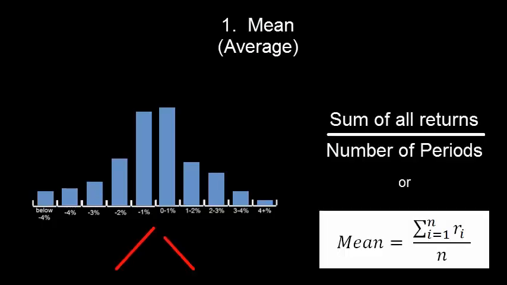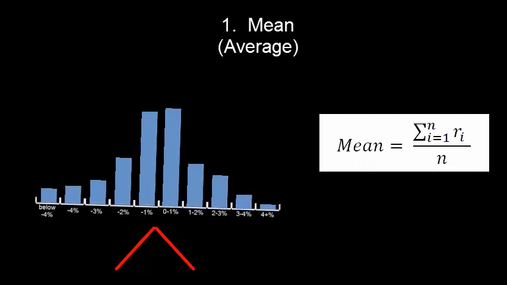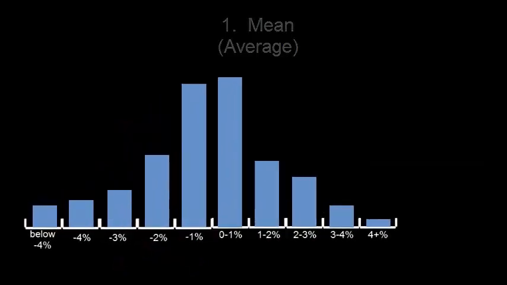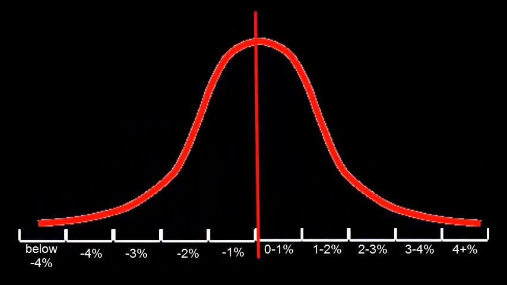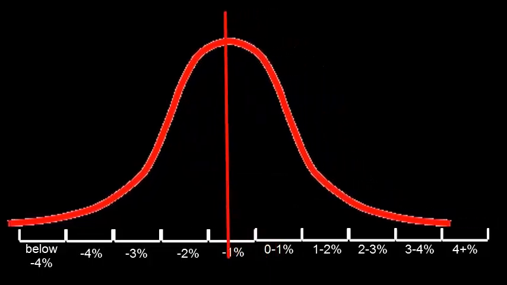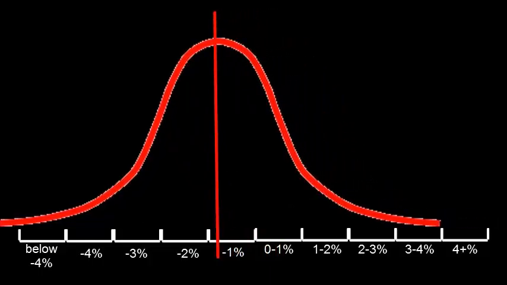Visually, this can be thought of as the point where the distribution would balance, similar to a fulcrum of a seesaw. A high mean or high average return will result in a distribution located towards the right. A low or negative mean will result in a distribution located more towards the left.